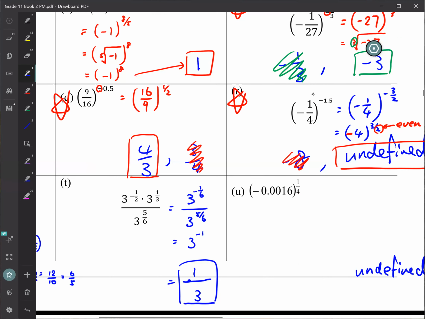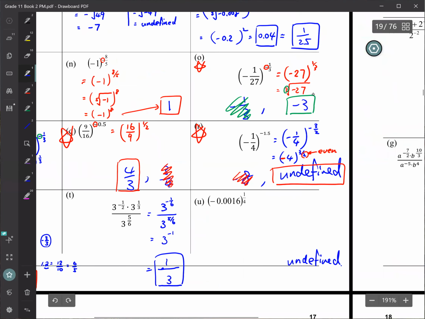Anyone has questions so far? Last one, you have a negative. This is a fourth root. Fourth root is an even root, right? With an even root, you cannot have a negative inside. So this is undefined.